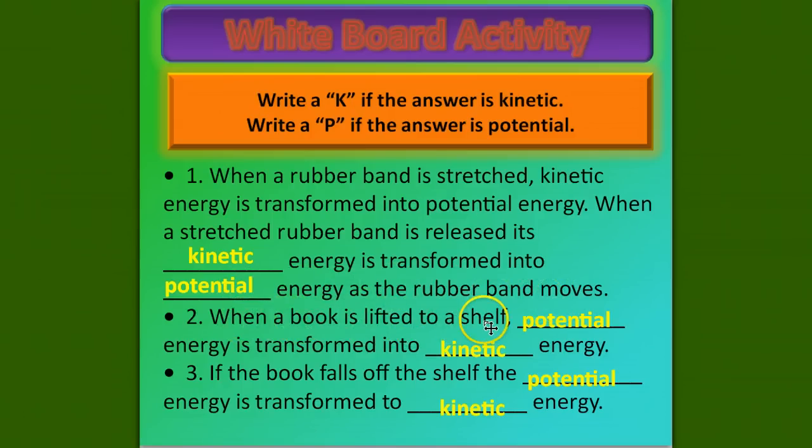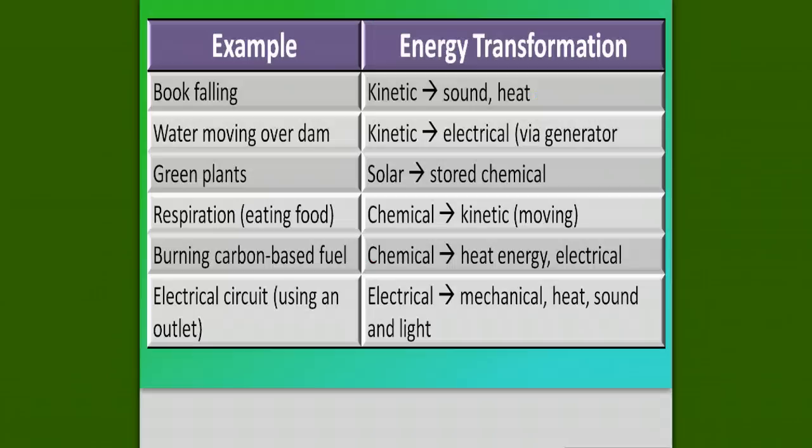When a book is lifted to a shelf, potential energy, because it's down on the table, is transformed into kinetic as it's lifted. If a book falls off a shelf, potential energy transforms into kinetic as it falls. So if the book falls off a shelf, the potential energy is transformed to kinetic energy.